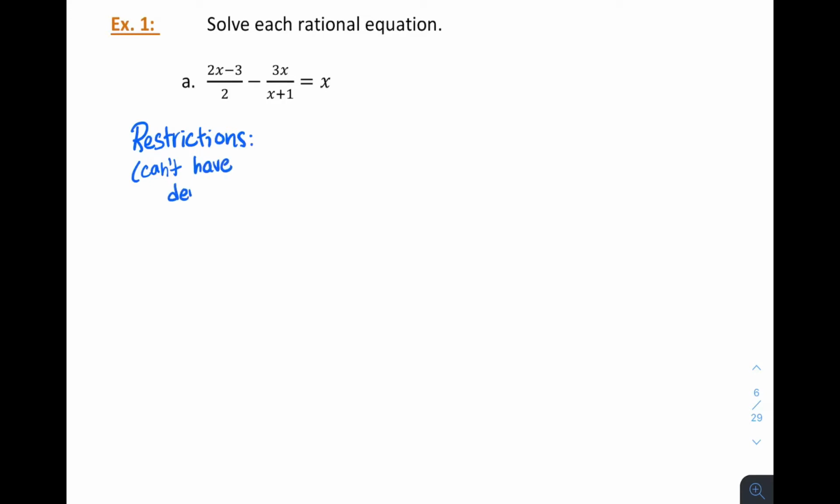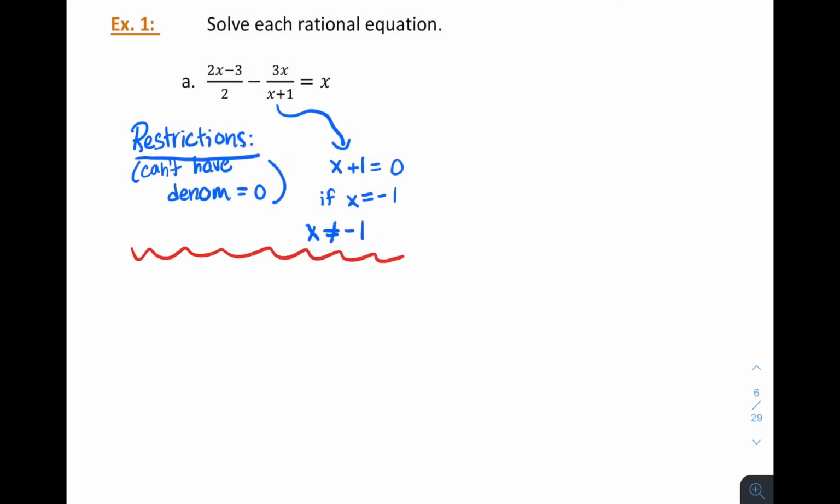If I look at my two fractions here, neither one of them can have a denominator equal to 0. First one's 2, no way to have that equal to 0. But on my second one, if x is -1, my denominator is 0, and I can't divide by 0. So my restriction is x cannot be equal to -1. If we get that in the end, we're going to have to say it's not going to work.